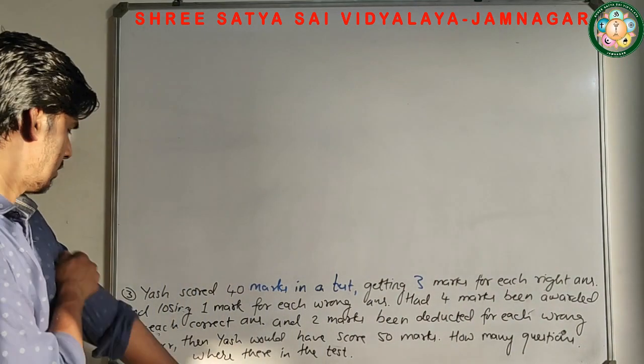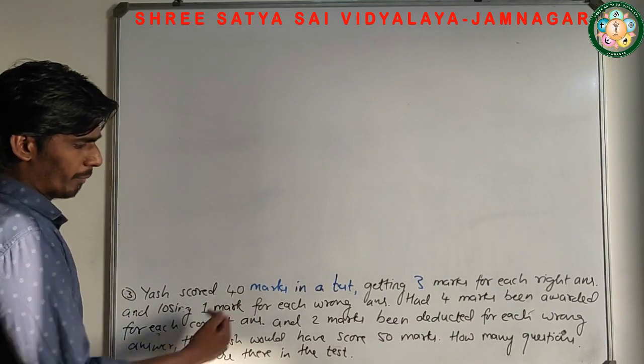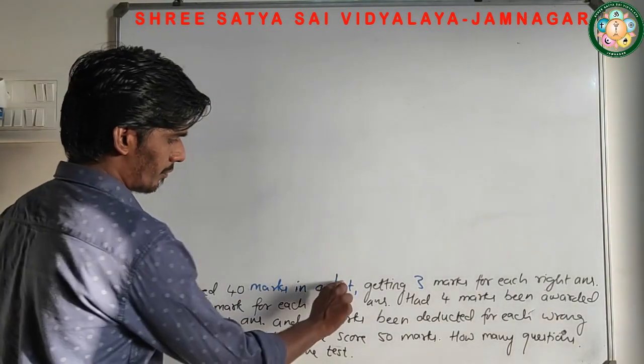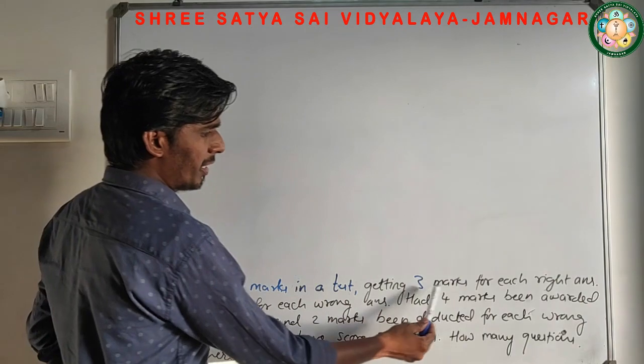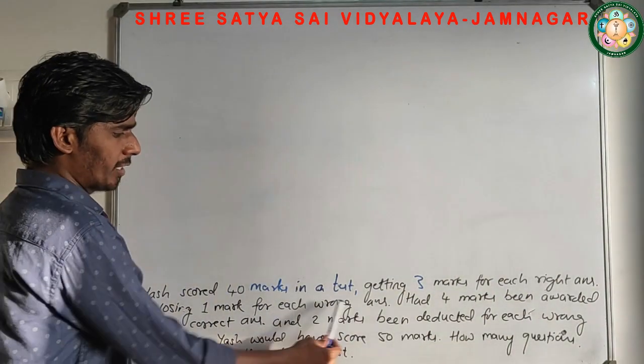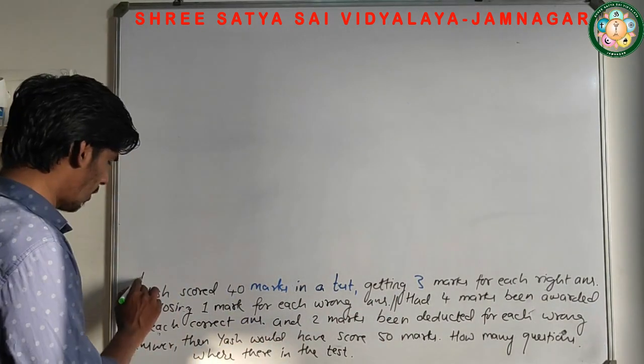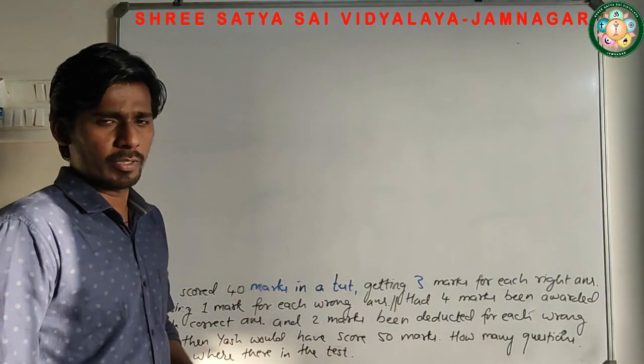Okay, let's start with the third problem. You have scored 40 marks in a test, getting 3 marks for each right answer and losing 1 mark for each wrong answer. So up to this we'll get one of the equations.